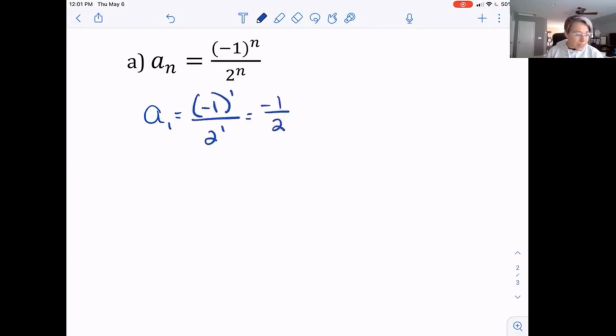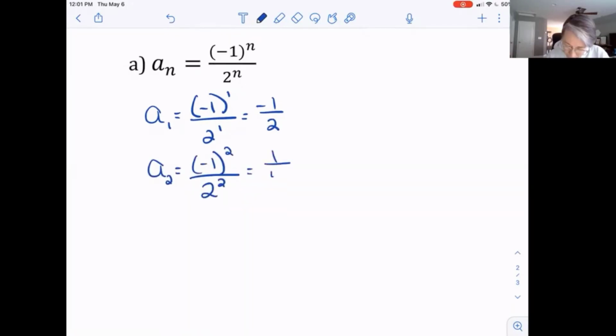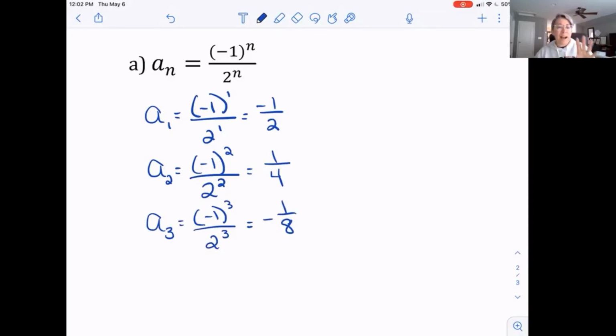So our first term is a -1/2. Our second term, we plug in a 2 for n, and we get a positive 1/4. Plug in a 3 for n, we get a -1/8. Before we jump to 30, I want you to notice that our sequence here alternates signs. It goes from -1/2 to a positive 1/4 to a -1/8.